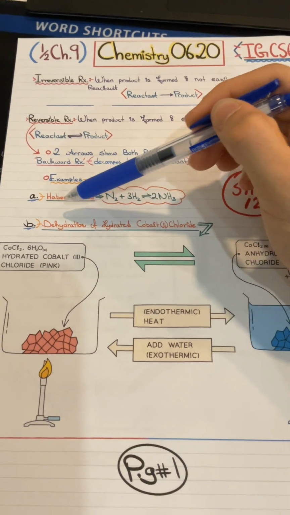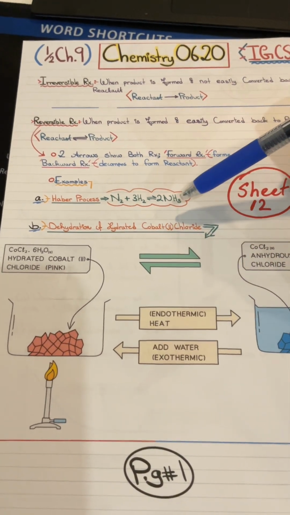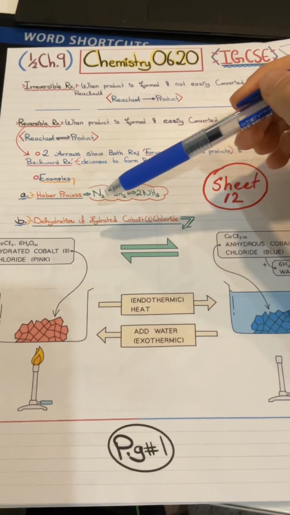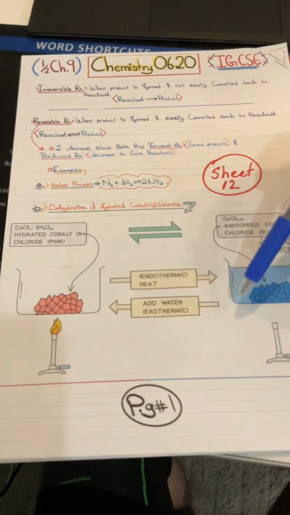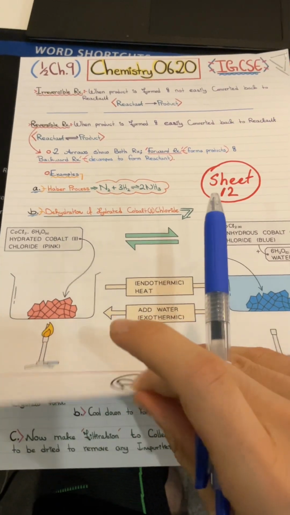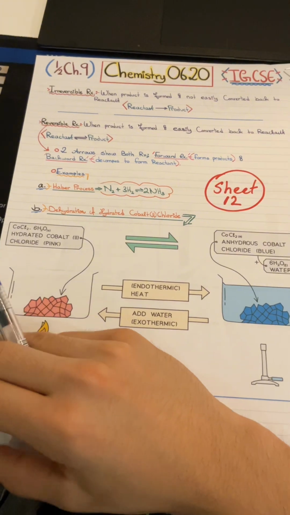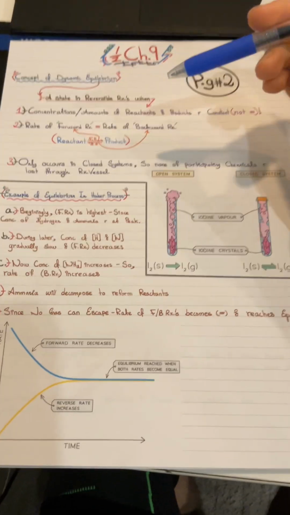For example, the Haber process: nitrogen plus 3 hydrogen gives you 2 NH3, ammonia. Or the dehydration of hydrated cobalt chloride. Endothermic, absorbing heat, exothermic, giving heat. Okay, so simply, a reversible reaction is a reaction that can easily be converted back to its initial state.